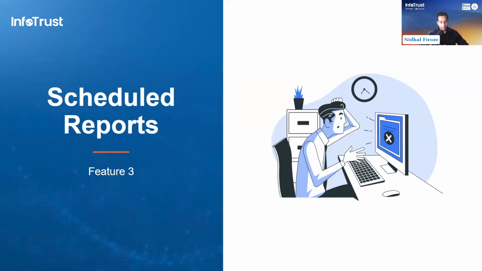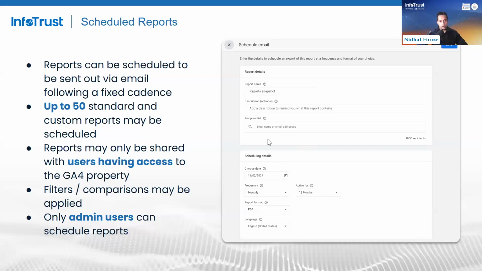The next one we have is scheduled reports. In case you were not aware, if you have to look at a report at regular intervals, maybe there's a monthly report that you are putting together, and one of the data sources is a specific report within GA4, you could have that report generated and sent to you via email. It can also have certain conditions applied, such as filters or comparisons, and that's what scheduled reports can do for you. So in short, you can have reports sent out to you via email following a fixed cadence, let's say weekly ones or monthly ones, etc.